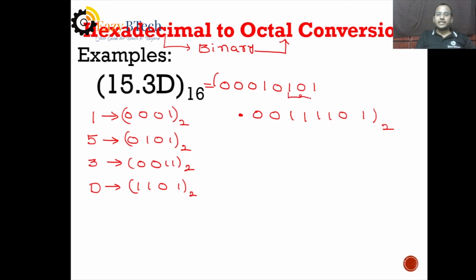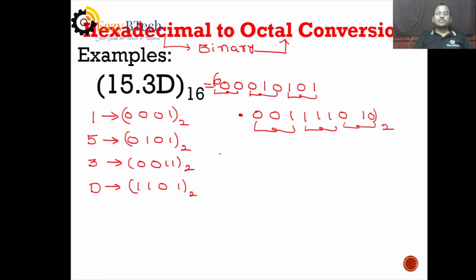So these 3 bits are one group, and these 3 bits are one group. Here we have only 2 bits left, so we will append a 0, and this becomes one group. Next, for the fractional part we have to scan the number from left to right. So these 3 are one group and these 3 are one group. Here we are left with only 2 digits, so we'll append 0 at the trailing end, and this becomes another 3-bit group.